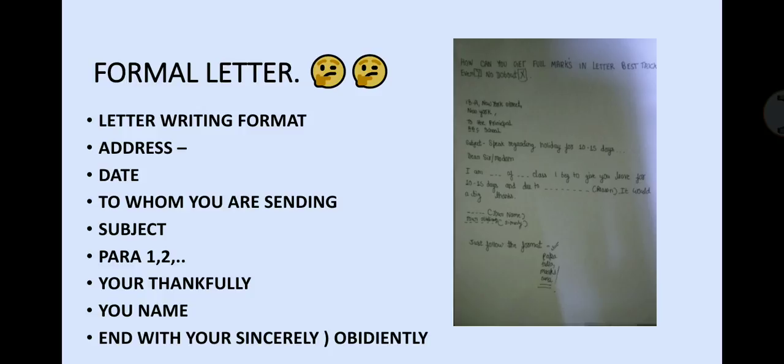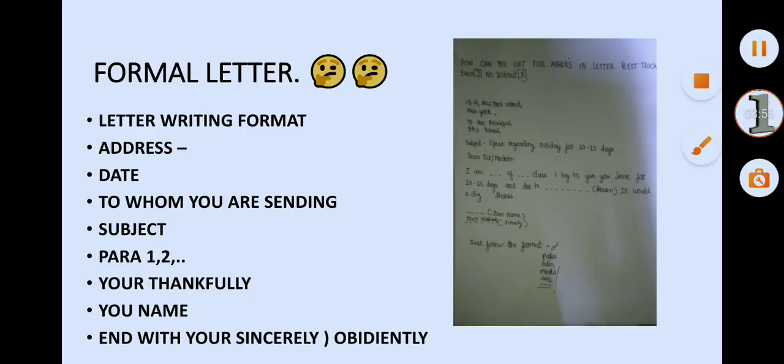And in an informal letter also, I am telling you, it is almost the same. Only one thing is that the address is there, the date is there, and then to whom you are sending, you have to write the address fully. And then you also have to write the subject and all this. You have to write this only when you're ending over here. So at the ending, what you have to write, let me show you over here.